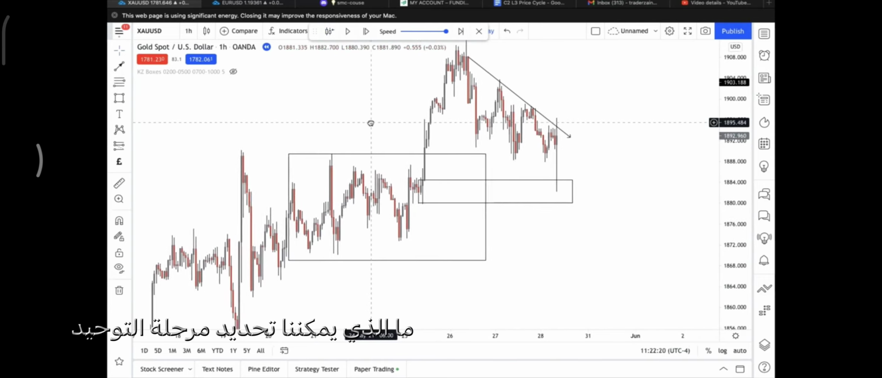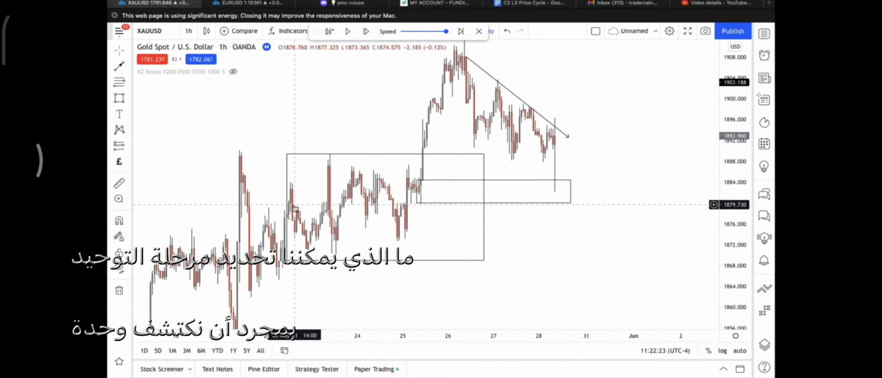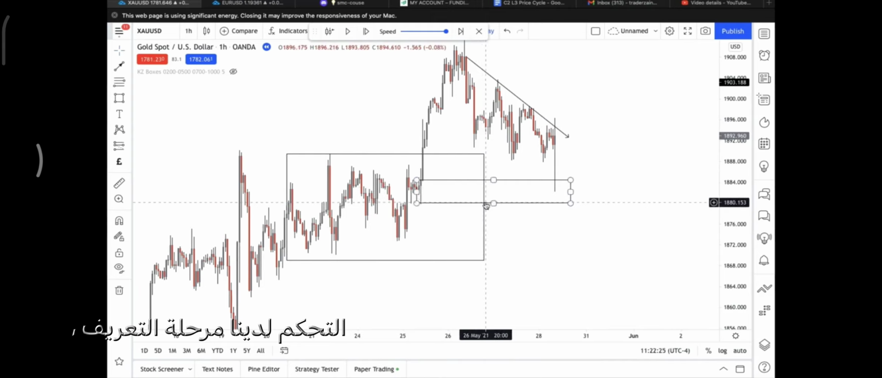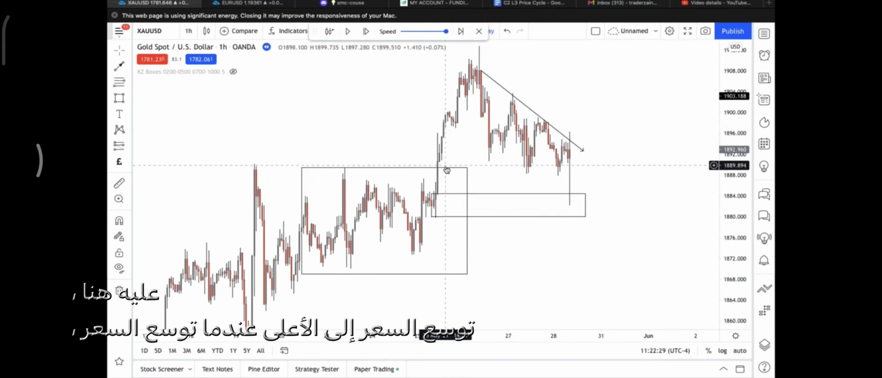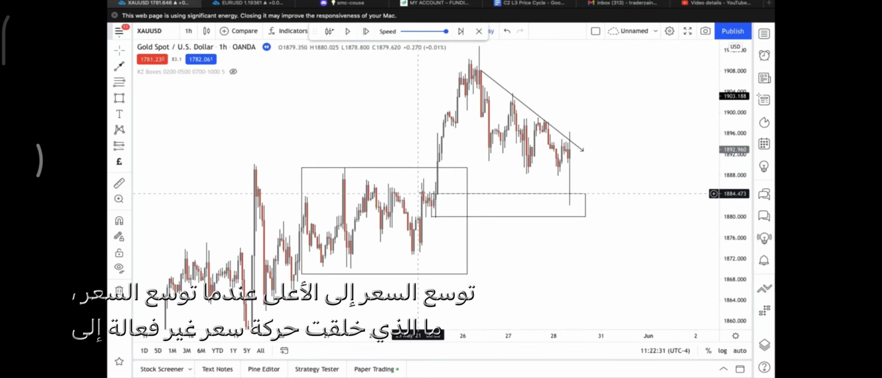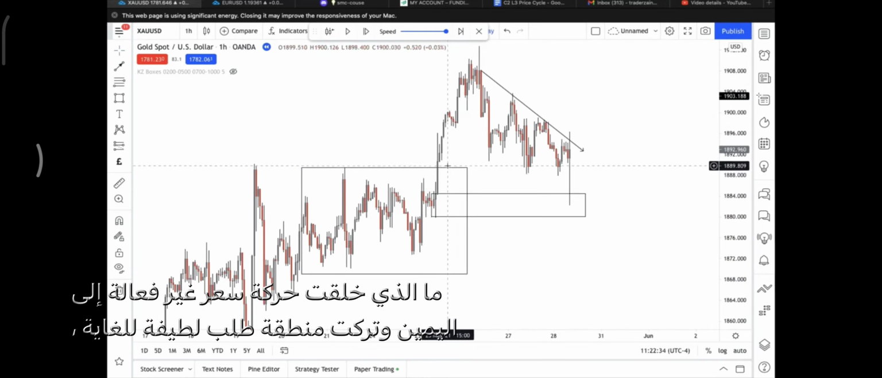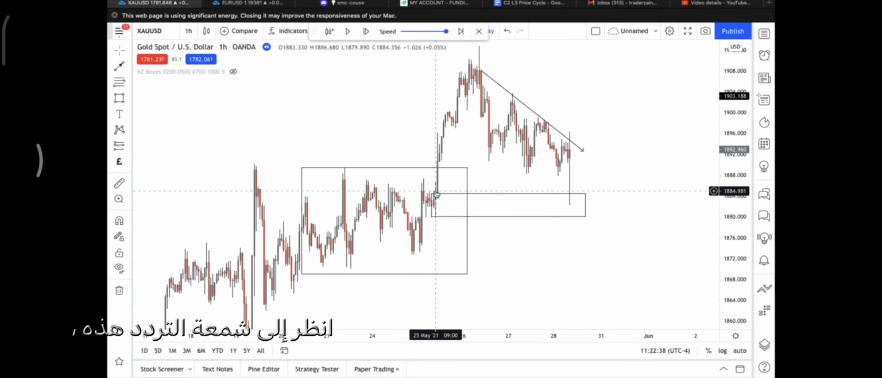A consolidation phase, right? Once we spot our consolidation phase, we wait for the expansion, and we got that expansion right over here. Price expanded to the upside. When price expanded, what did it create? Inefficient price action, right? And it left a very nice demand zone. Look at that indecision candle.